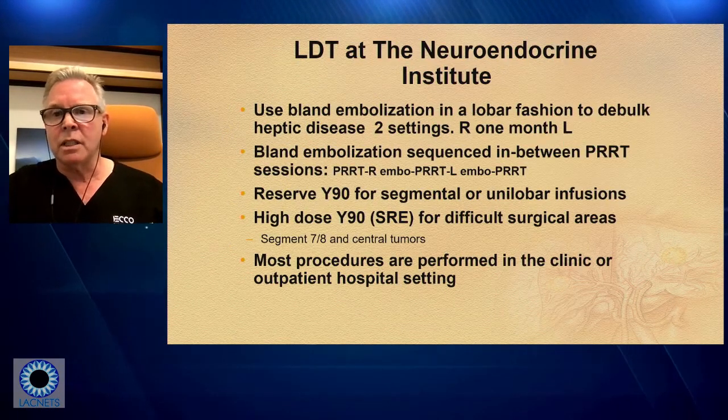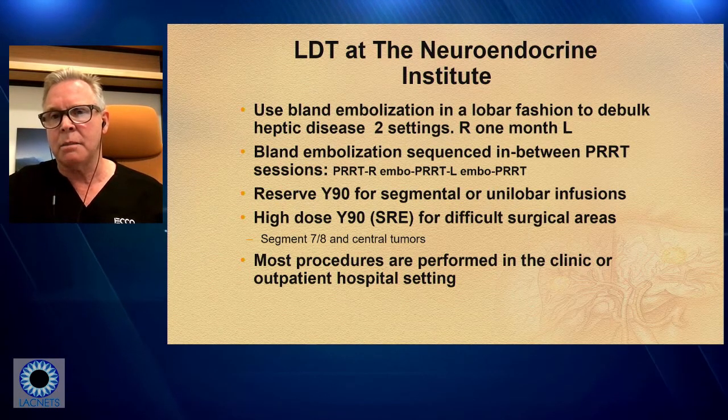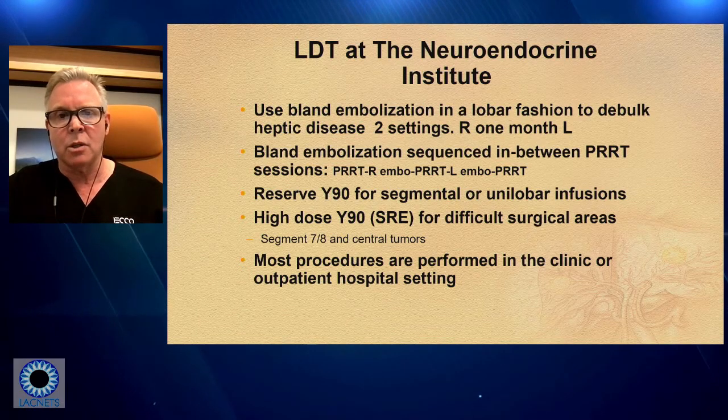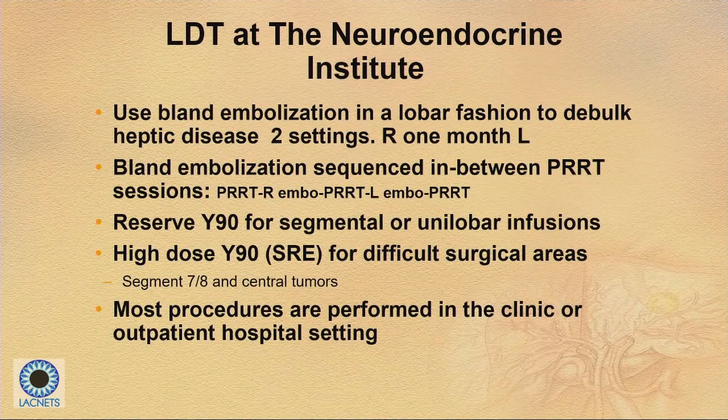The way that we treat liver tumors, we tend to use bland embolization in a lobar fashion, meaning that if a patient has diffuse bilobar disease, we would treat the right side of the liver first with a bland embolization. The patient would recover, come back 1 month later, and we treat the left lobe. Dr. Liu also has a program of sequencing bland embolization in between PRRT. We really reserve Y90 for segmental or unilobar infusions. Occasionally we'll treat the whole liver, but that's much less common than it was in the past.